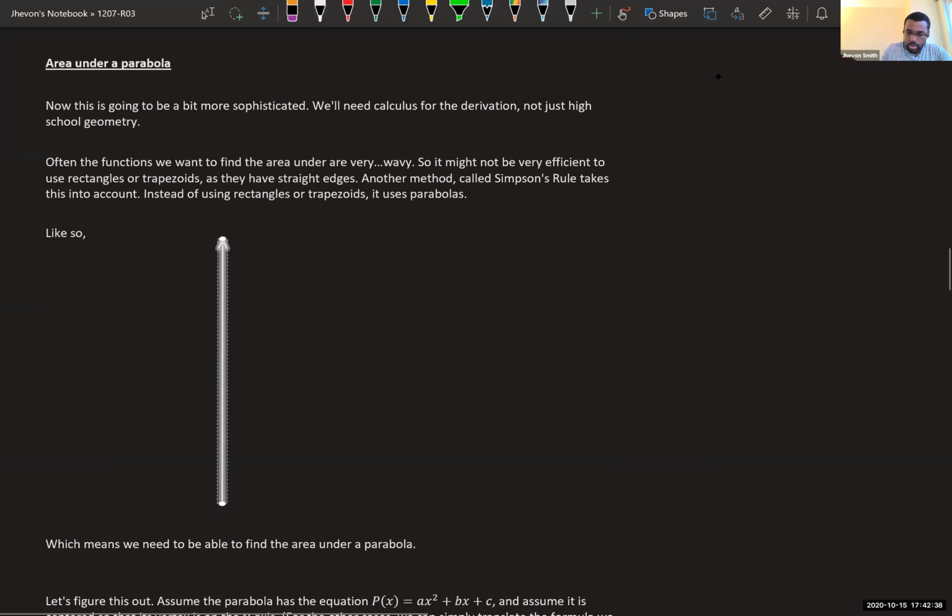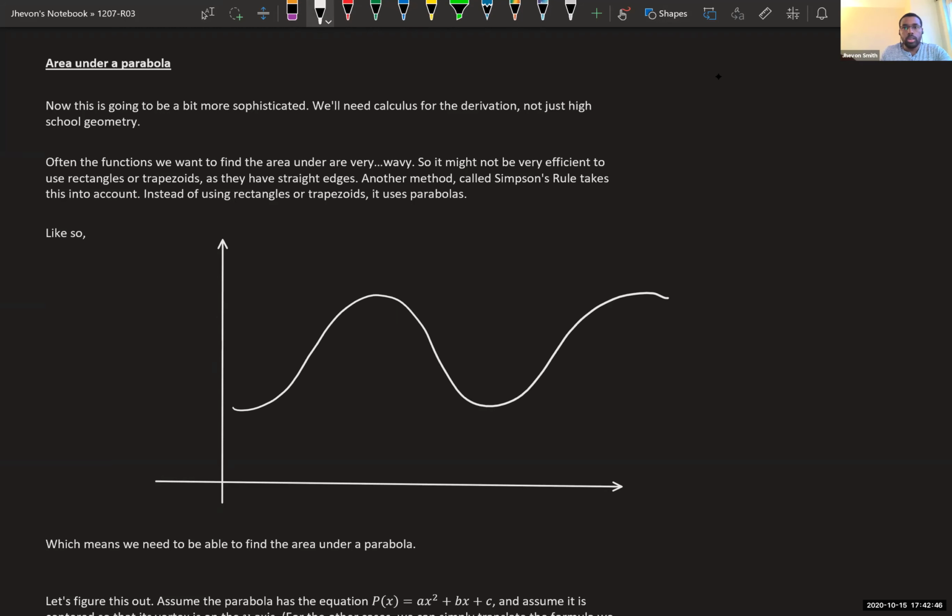Right? So sometimes I can have a function that's like, and so even a trapezoid, yeah, it'll be a little bit nicer than a flat top rectangle, but you know what would be even nicer? Hey, parabolas. What you can do is, if you're interested in finding the area from A to B, you can dissect this into a bunch of little things.